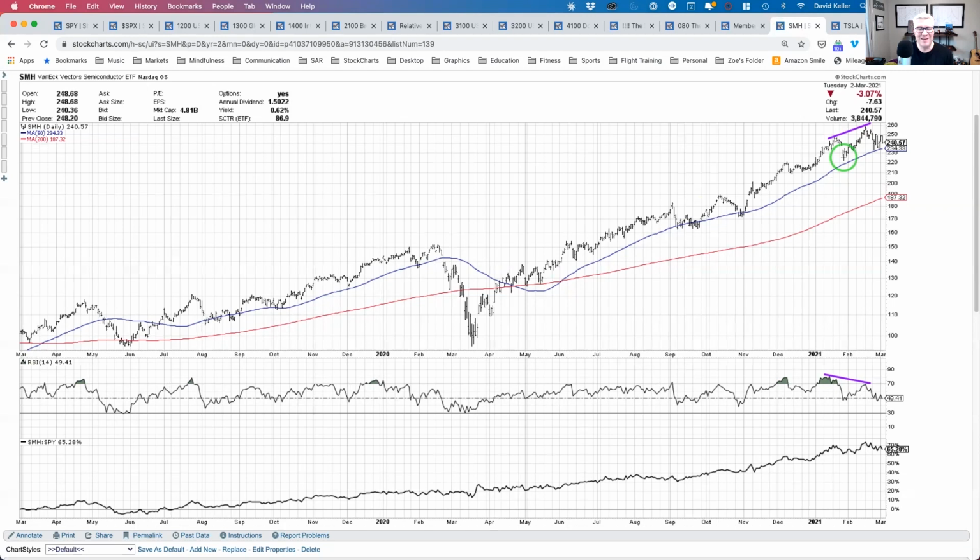That's our one chart for today, the semiconductor index, and really highlighting the importance of bearish divergences and how to think about them, what to look for.